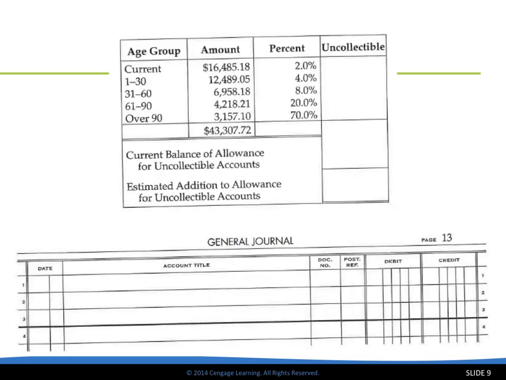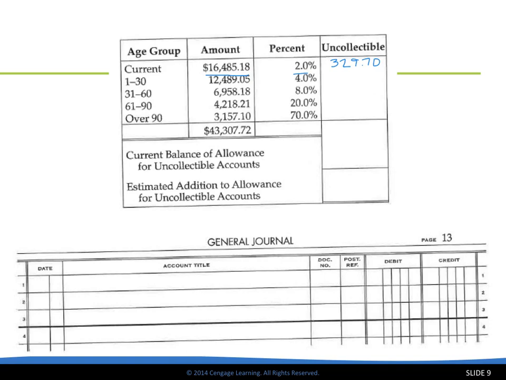Okay, so we are on the Work Together 14.1 on page 417. We need to calculate our uncollectible amounts and then fill in our general entry. All right, so I calculate my uncollectible amounts by taking the amount that's in my account receivable and multiplying it by the percentage. So I'm taking that $485.18, and I'm multiplying that by the 2%. So that's going to give me uncollectible value of $329.70.